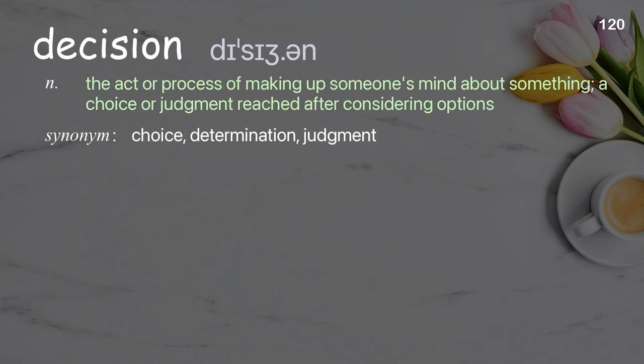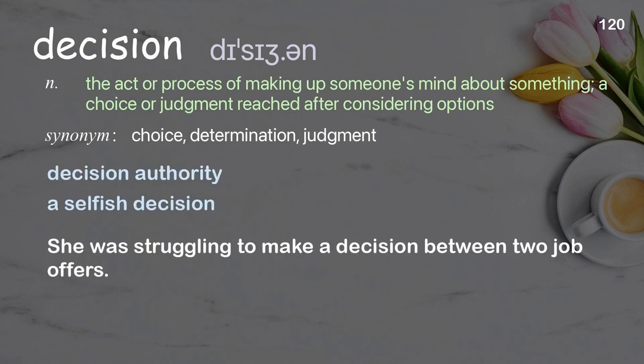Decision: the act or process of making up someone's mind about something, a choice or judgment reached after considering options. Examples: decision authority, a selfish decision. She was struggling to make a decision between 2 job offers.